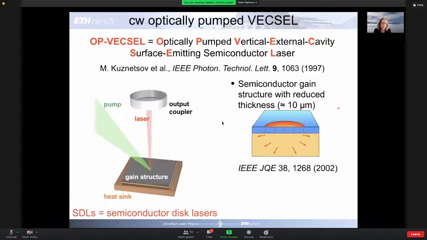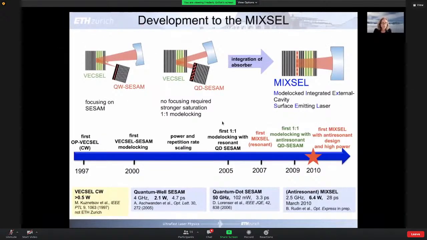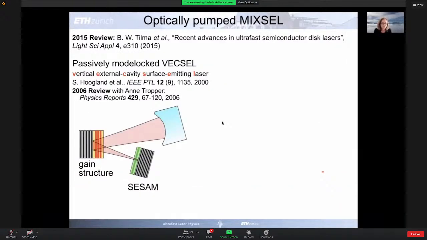Let me explain a little bit more about these optically pumped VCSELs. The motivation for optically pumped semiconductor lasers is power scaling. Because you have an external cavity, you can also put in a SESAM to mode lock this laser. So this is motivated by our work in diode-pumped solid-state lasers. We have written a review article in 2006 and then more recently in 2015 about this work.